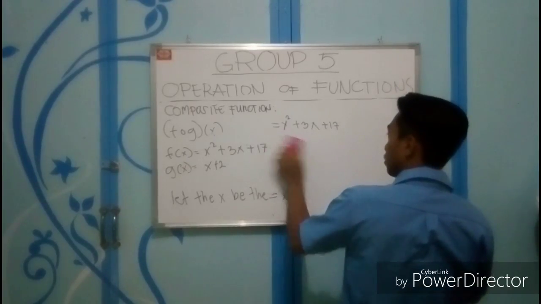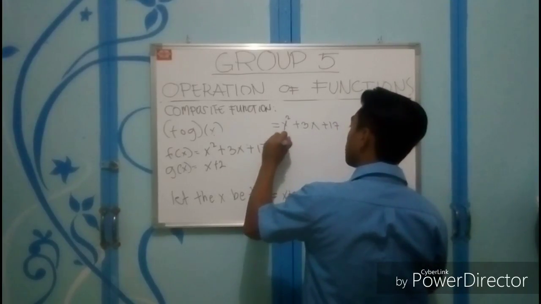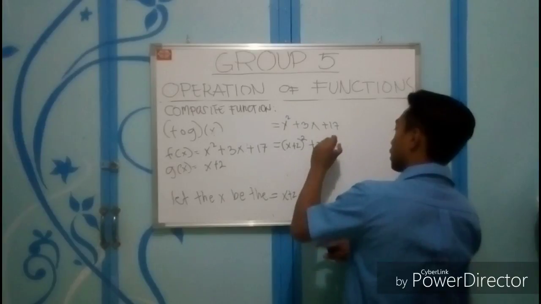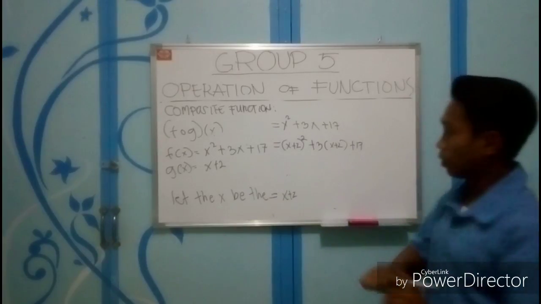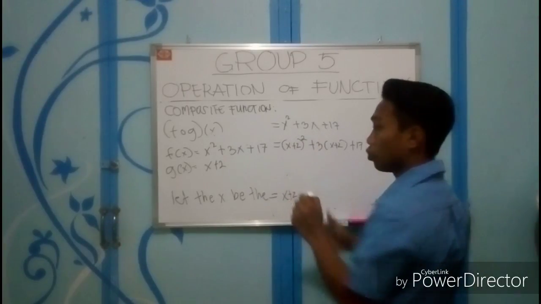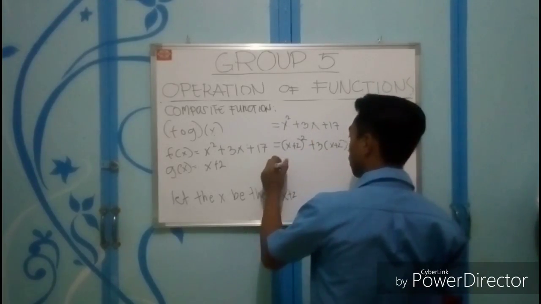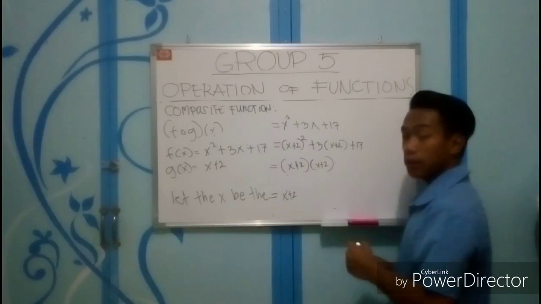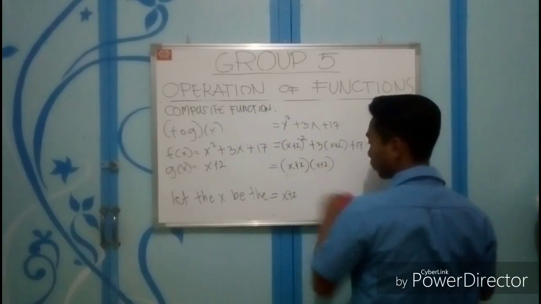Then substitute x plus 2. So x plus 2 squared plus 3 times x plus 2, copy 17. Then we can multiply it by the square: x plus 2 times x plus 2. Then, use the methods so that we can get the answer easiest. Okay.